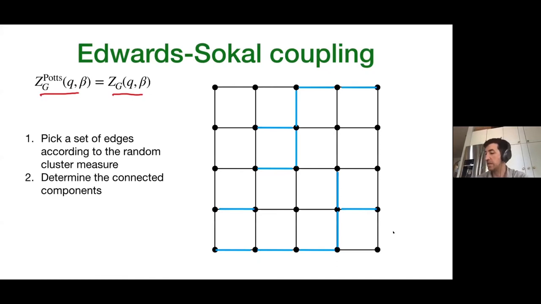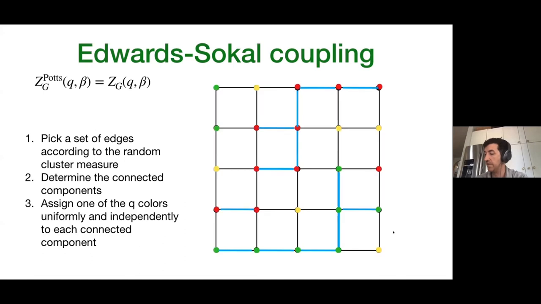Basically, if you pick a set of random edges according to the random cluster measure, then look at the connected components formed by them, and then randomly flip a coin for each connected component and assign a color out of the Q colors, you get a distribution of colorings according to the Potts model. So if you can answer questions about the random cluster model, you can get results for the Potts model. There's a nice coupling between the two.